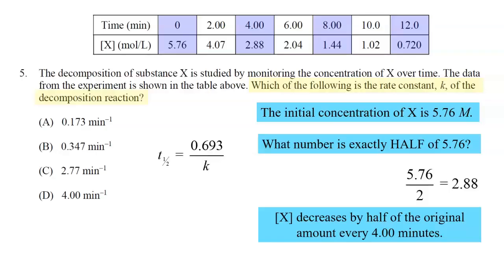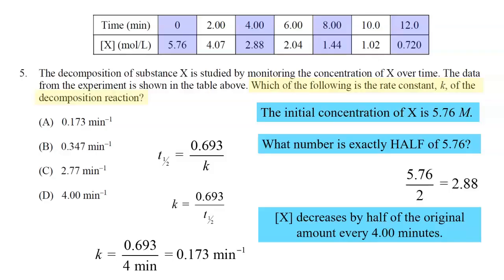Now that we know the half-life is 4 minutes, let's use the first-order kinetics equation involving half-life. I'm going to rearrange this equation to solve for the rate constant k, since that's what we're trying to find in question 5. So k equals 0.693 divided by the half-life, which we know from the data table is 4 minutes. So 0.693 divided by 4 minutes gives us a numerical value of 0.173, and the units of this rate constant are inverse minutes, or 1 over minutes.